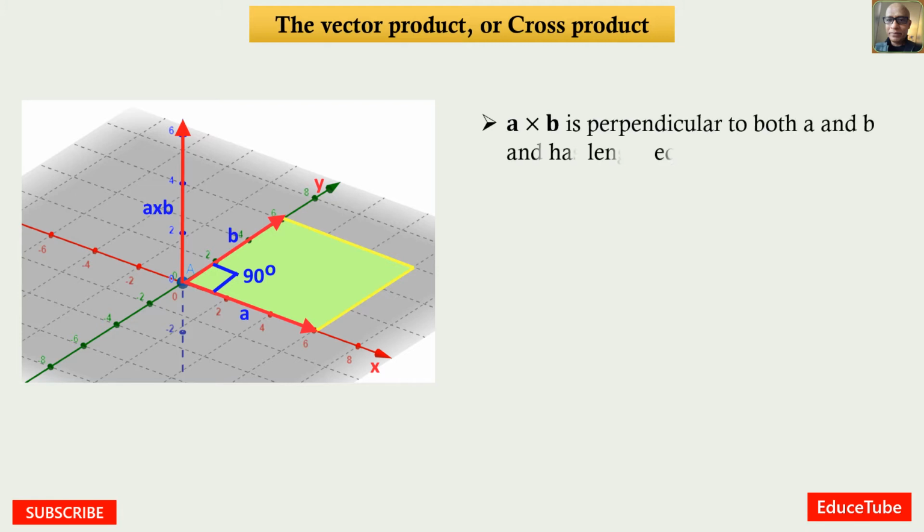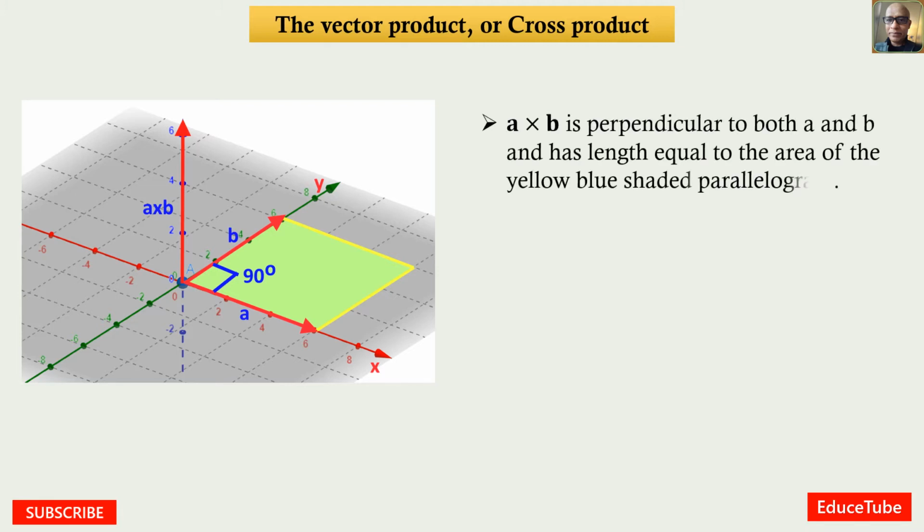Now here, A cross B. Before, in all the previous figures, there was an angle between the A and B vectors, that was theta. But here we are mentioning a specific angle, it is 90 degrees. It is not only theta, it is 90. So it means both these vectors are perpendicular to each other.